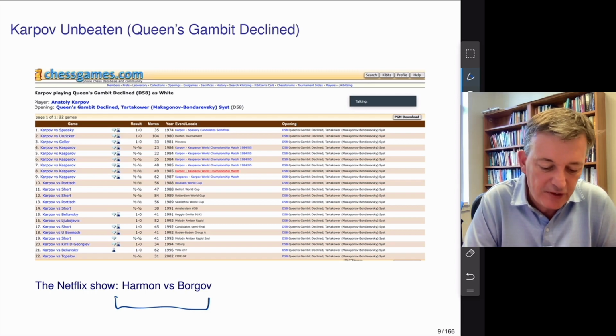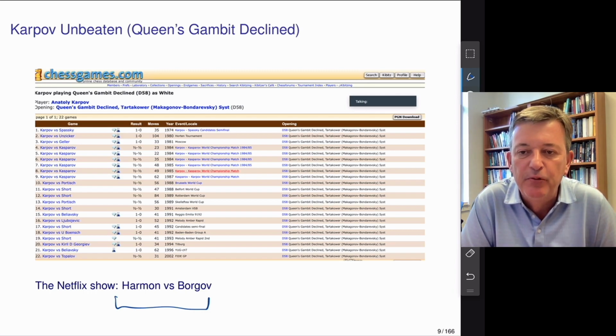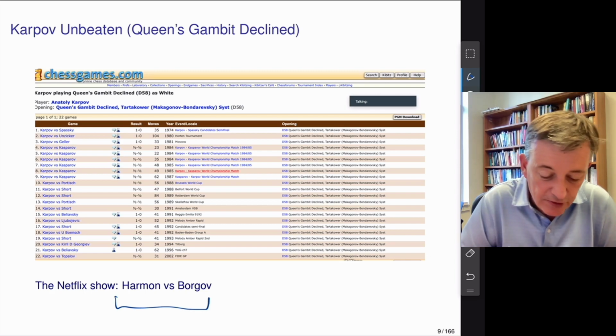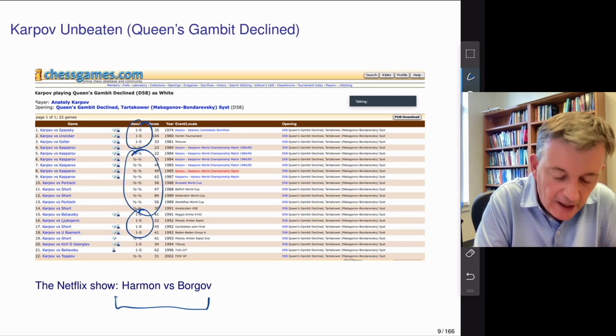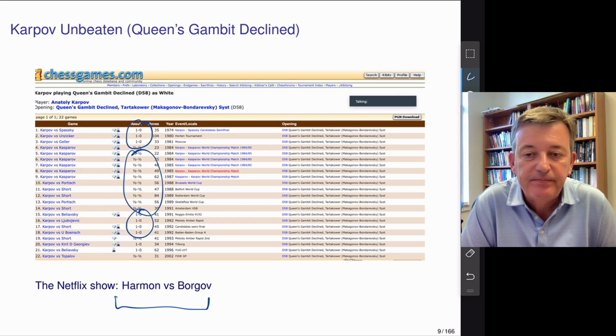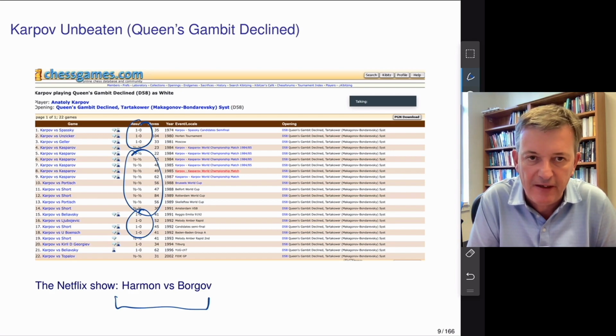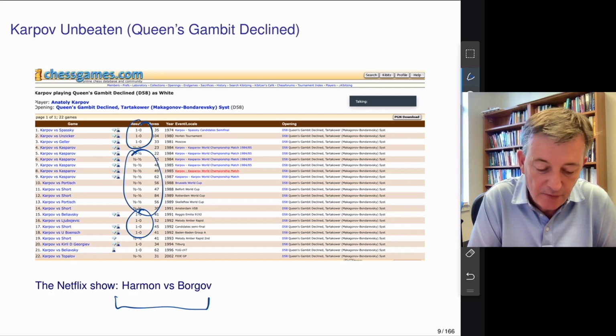And I thought it'd be interesting just to show you that Anatoly Karpov, who was world champion for over 10 years in the 70s and beginning of the 80s, was a bit of an expert at the Queen's Gambit. And you can see that he basically won or drew every game, right? So essentially never lost when he played Queen's Gambit declined over that long period.